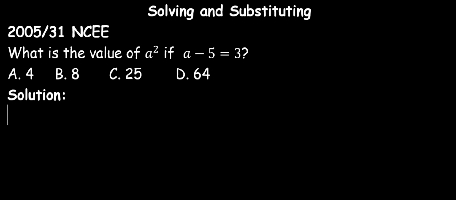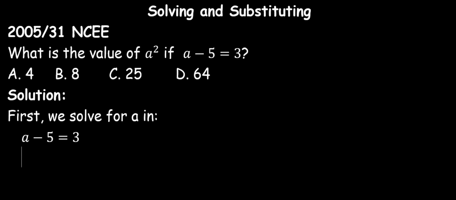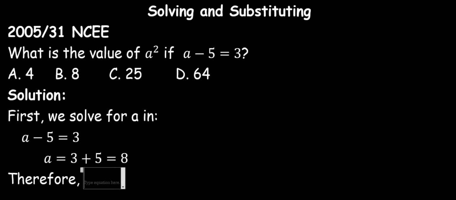Solution. First we solve for A in A minus 5 equals to 3. That will give us, making A the subject formula, collect like terms together, A will be equals to 3 plus 5, which is equals to 8. Therefore, A square will be equals to 8 square, which will be equals to 64.